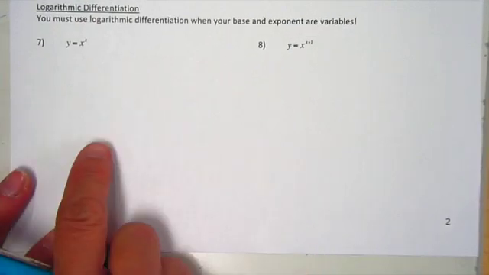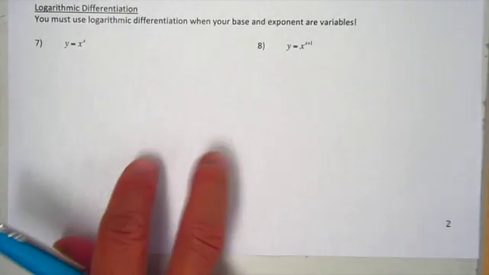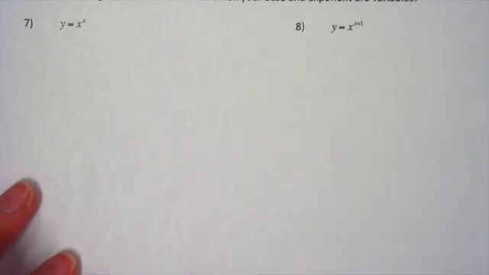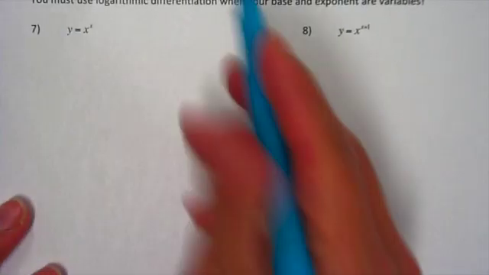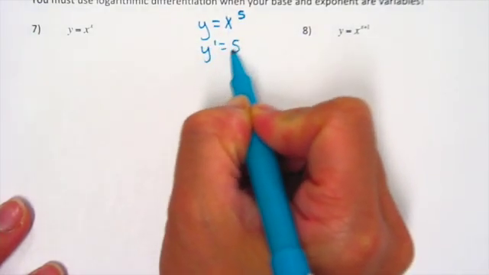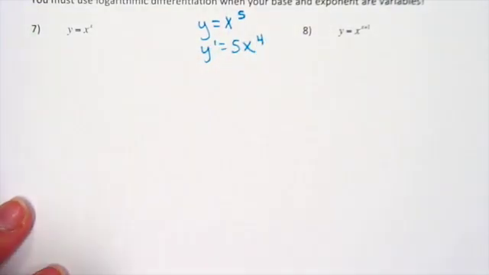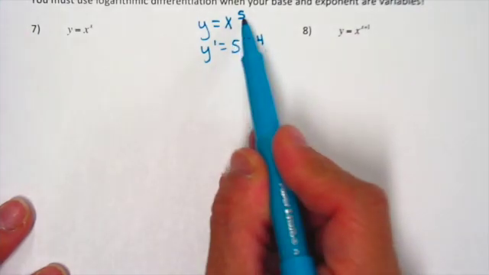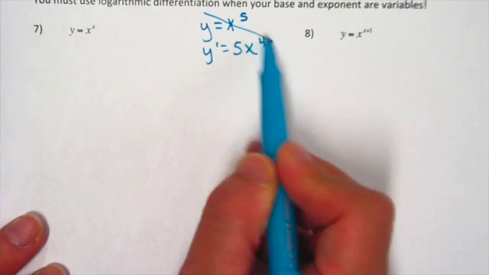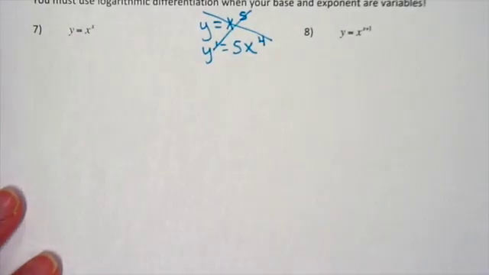Now look at these two problems here. Notice that your exponent is a variable. It is not a number. So the rule that we have for taking the derivative, like if I gave you y equals x to the fifth, bring down the exponent, reduce the power by 1, this is only when your exponent is a number. When your exponent is a variable, you cannot use this rule. So we're going to have to do something else here.